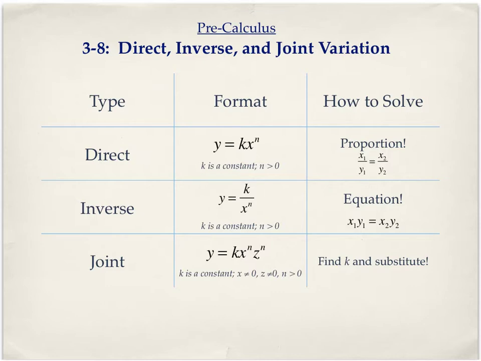Joint means there's more than one variable that we're looking at. In this case we have both an x and a z, and we still have that constant k. Joint variation is very similar to direct, although it's hard to solve by a proportion as we could when there's only two variables. Basically here we just have to find that k value and substitute.